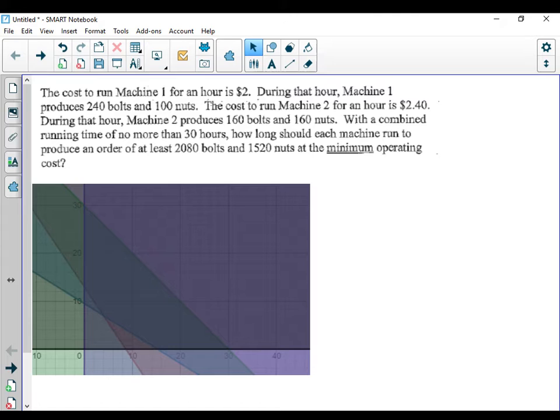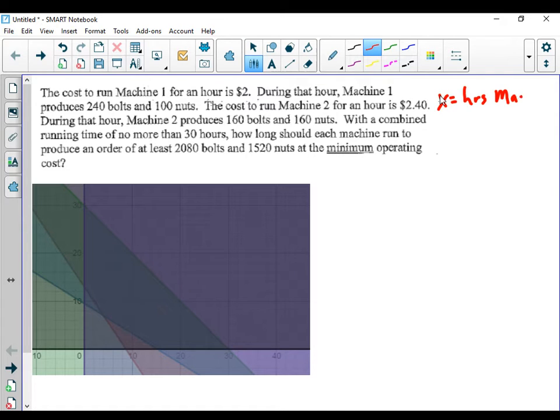So this was a little bit different because we wanted to minimize our costs. Well, because cost is what we're going to answer, the cost was really based on how many hours each machine was going to run. So to start with our variables here, I made X the hours for machine 1, and I made Y the number of hours for machine 2. Because again, eventually the cost is going to be based on how many hours the machine is going to run.